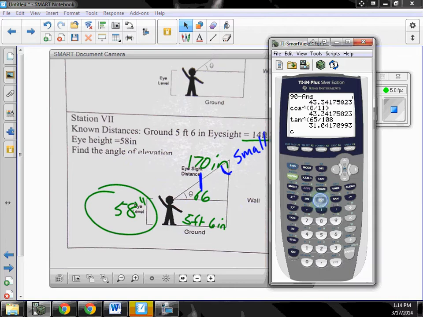So what do we decide? Cosine inverse of 66 over 170. Is it 6? Oh, 67 is the answer, I see. So quite a bit bigger than 45. Because that other angle would be 22 degrees.